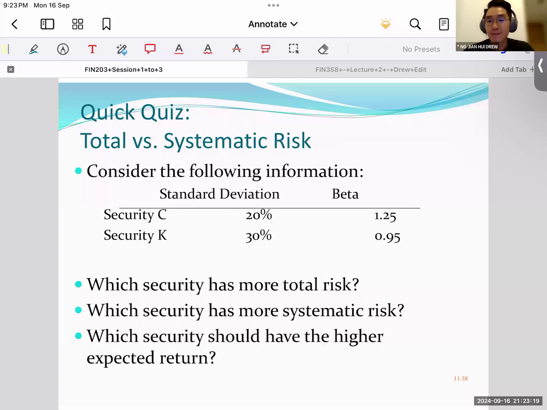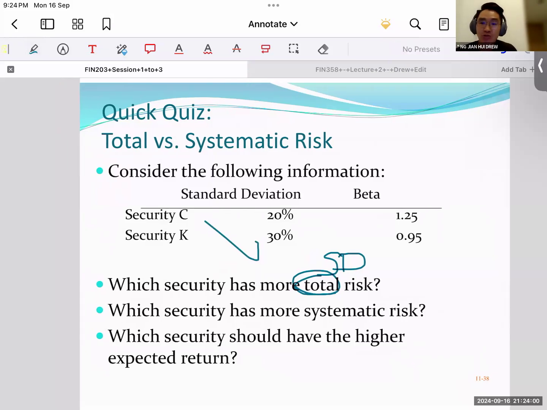Okay. The question is, what is the measure of total risk? C, because it's more than 1. Okay. This is a trick question. So recall, total risk is measured by standard deviation. Yeah, that's right. So based on this, which one has higher standard deviation? K. That's right.